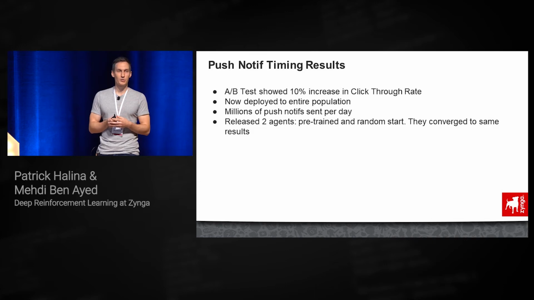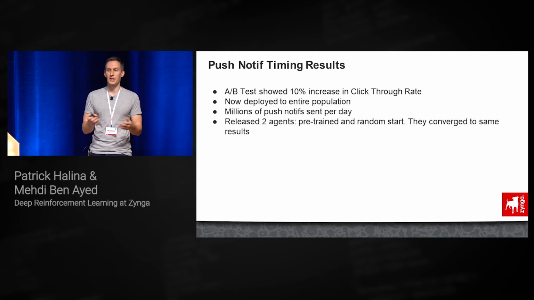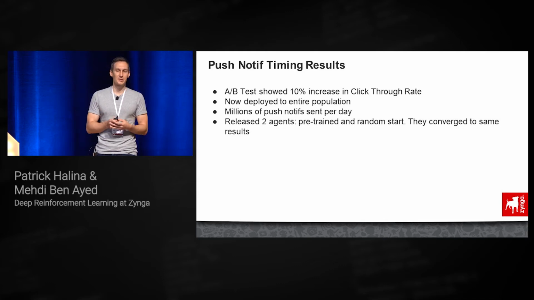We actually released 2 different agents. So one of them was pre-trained, meaning we did what we could to expose it to some data and get it to have some type of notion of what looks good before it ever got that feedback loop. The other one we just launched with a completely random start, and they ended up converging to the same results.